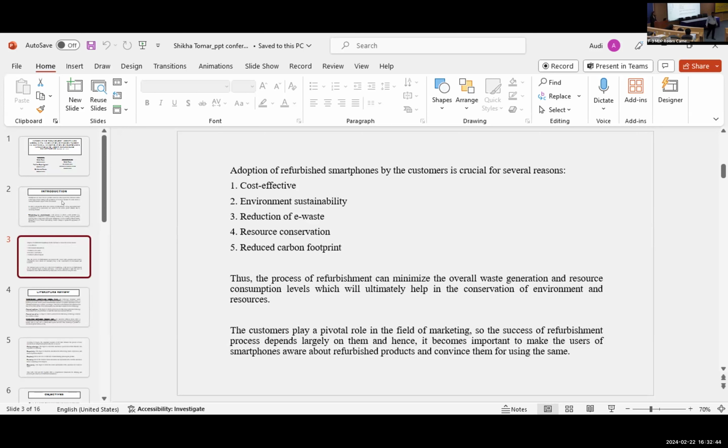So it also helps in minimizing the resource consumption levels because it reduces the need for raw materials and the energy needed. And therefore, it can be said that the process of refurbishment helps in minimizing the overall waste generation and the resource consumption levels, which will ultimately help in the conservation of the environment and resources.